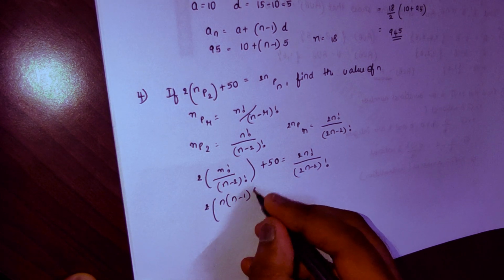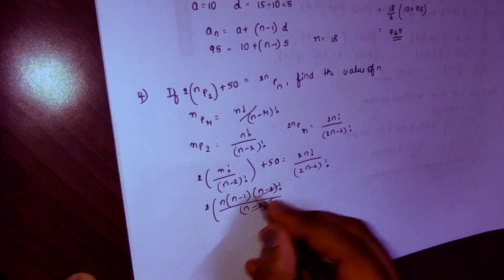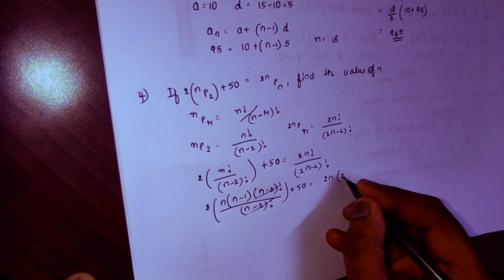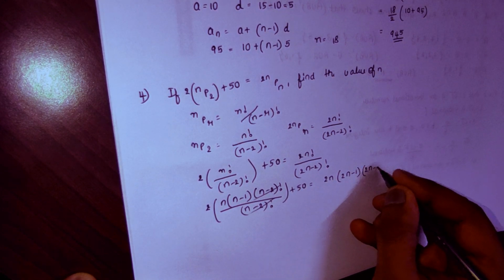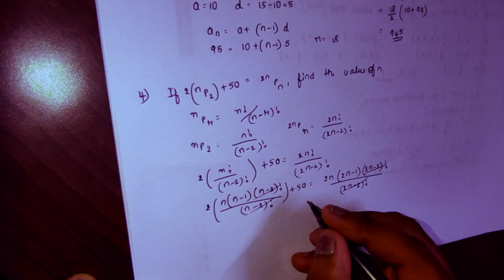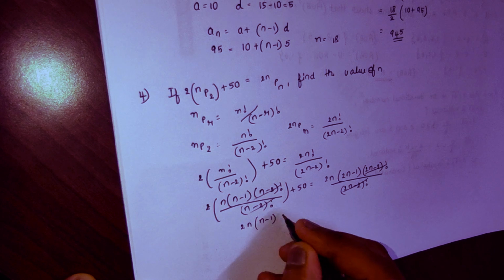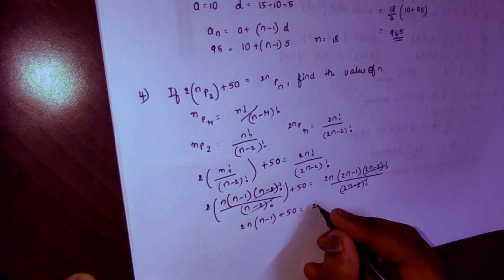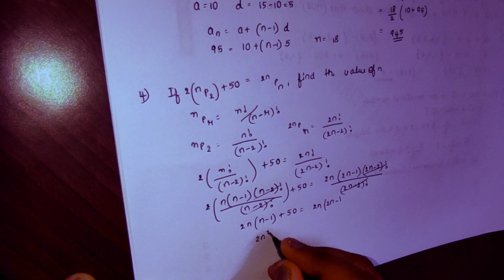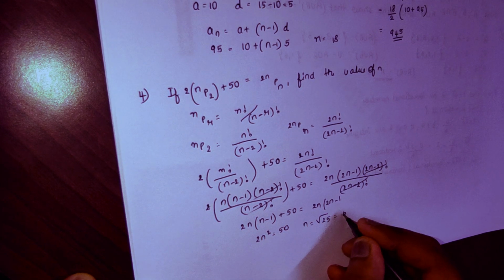n factorial is n into (n minus 1) into (n minus 2) whole factorial divided by (n minus 2) whole factorial. Cancel this. Plus 50 is equal to 2n into (2n minus 1) into (2n minus 2) whole factorial by (2n minus 2) whole factorial. Cancel this. This gives us the equation 2n into (n minus 1) plus 50 is equal to 2n into (2n minus 1). We will get 2n square is equal to 50. n is equal to root of 25. n is equal to 5.